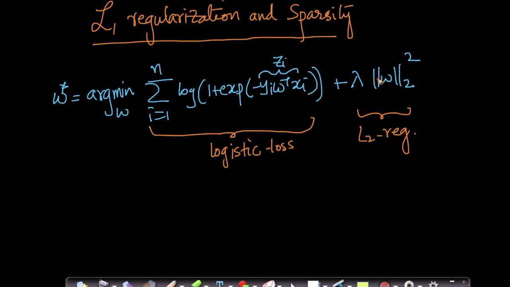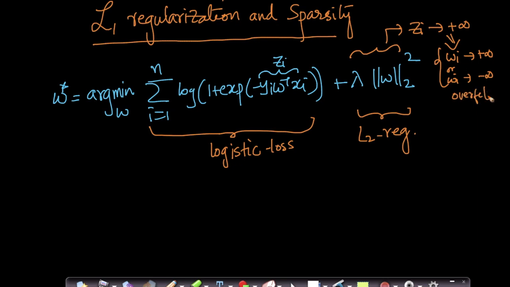Just to quickly recap what we learned in the previous video, this is to ensure that Zi's don't tend to plus infinity. Or in other words, Wi's don't tend to plus infinity or minus infinity. We don't want that to happen, and we don't want overfitting to our training data, and hence we are introducing the regularization. Now the immediate question is, why use only the L2 regularizer? Are there other viable alternatives to L2 regularization?